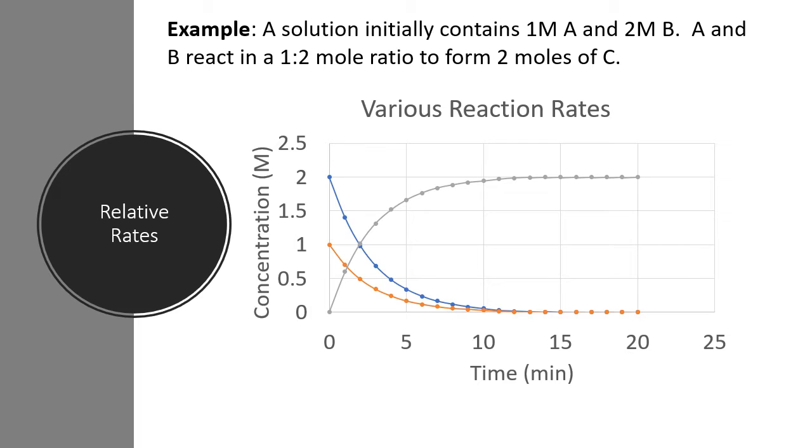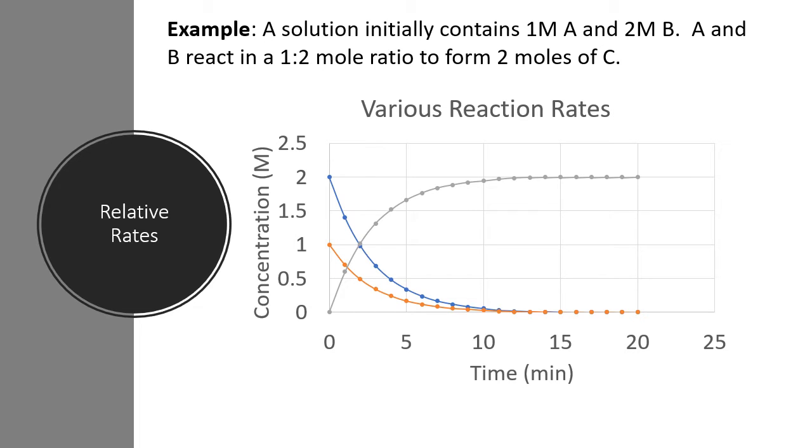But in fact, it doesn't really matter which one we measure, because the rates at which substances are used or produced are all relative to the reaction stoichiometry. Consider this example in which a solution initially contains 1 molar A and 2 molar B. 1 A reacts with 2 B to form 2 C.